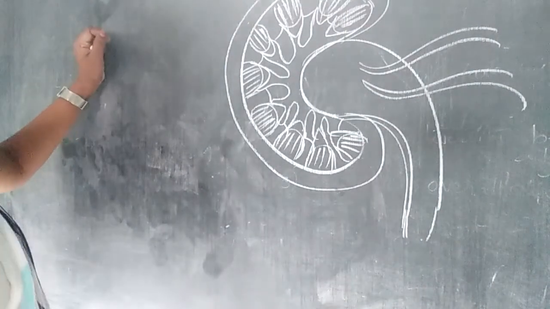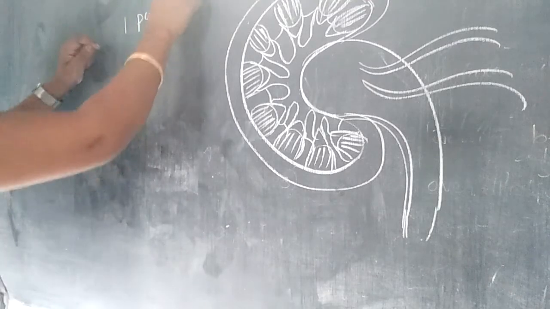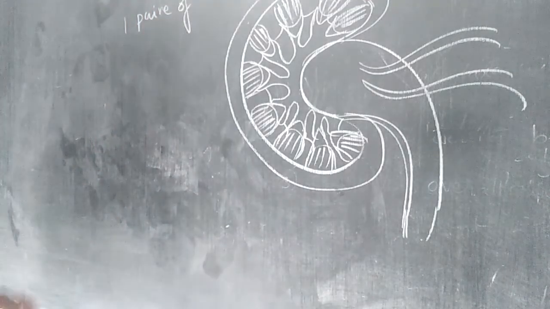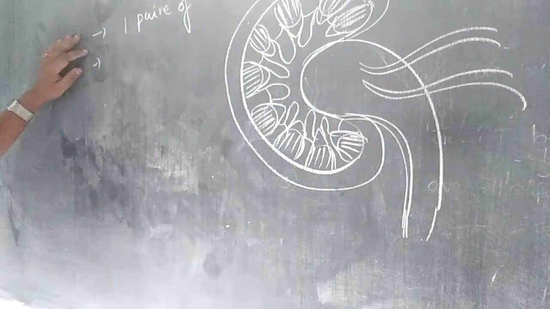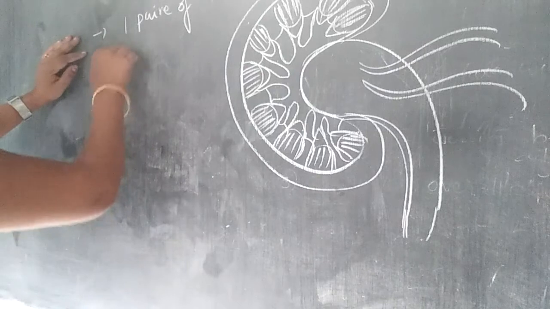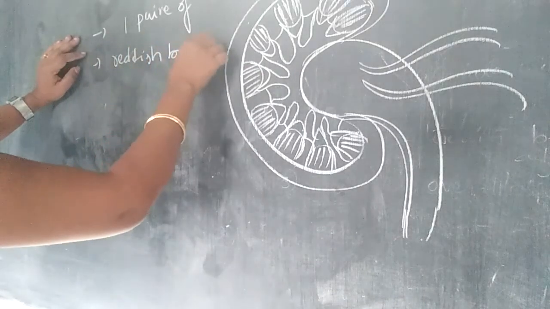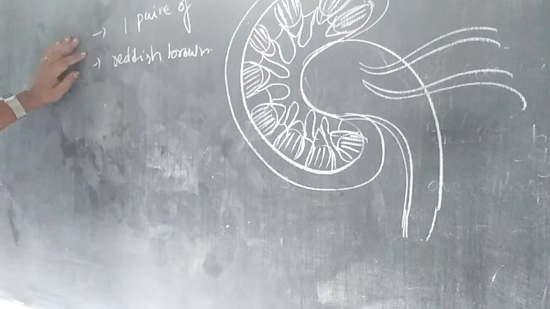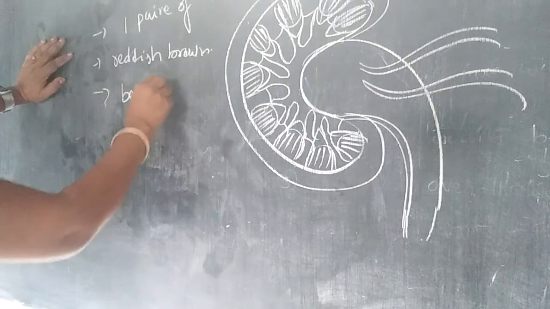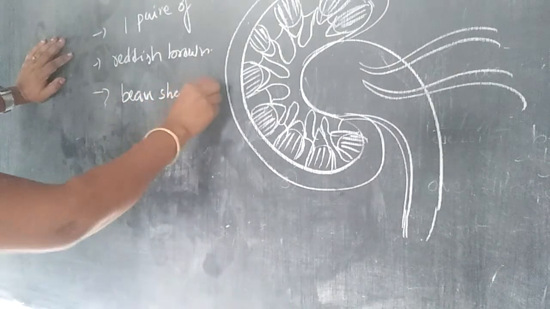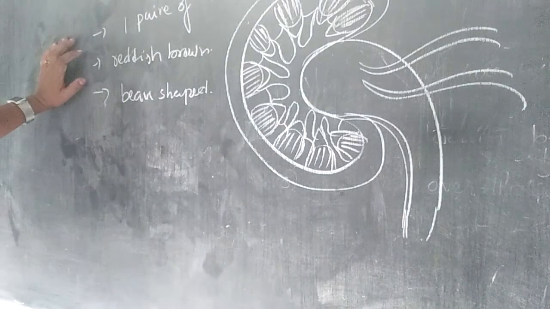One pair of kidneys are present. These are reddish brown in color. And next, these are bean-shaped structures. So these are one pair, reddish brown and bean-shaped structures.